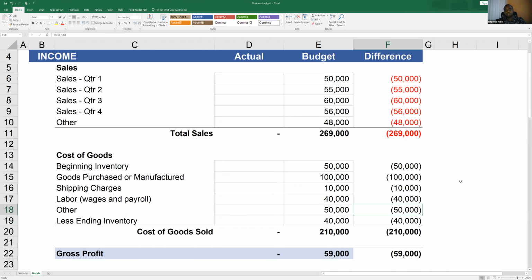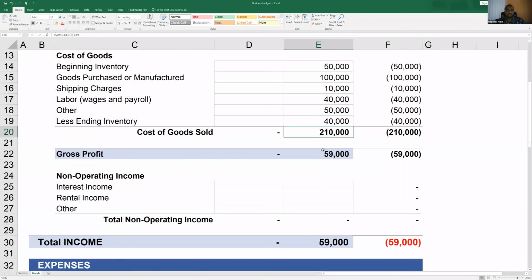All right. So after that, now we'll get the gross profit. So basically, the first item is our sales. The second one is our cost of goods sold, which now will give you the gross profit, which is 59,000. Then you come to net operating income. Interest income, we don't have any interest income. Rental income, we don't have any rental income. Other income, we don't have any other source of income.